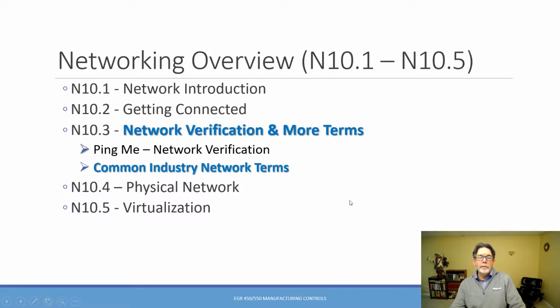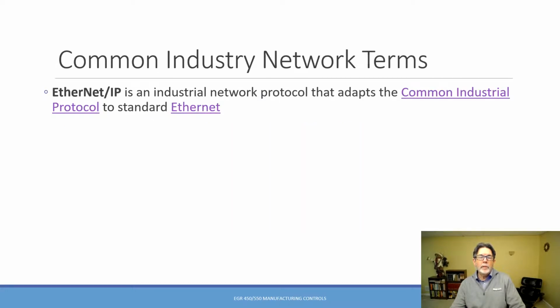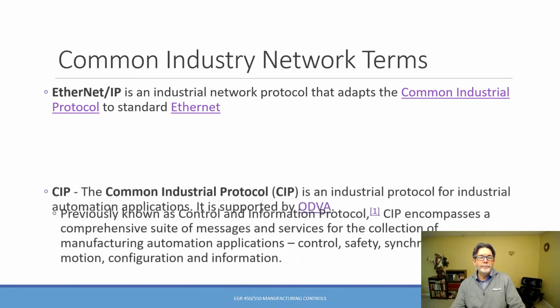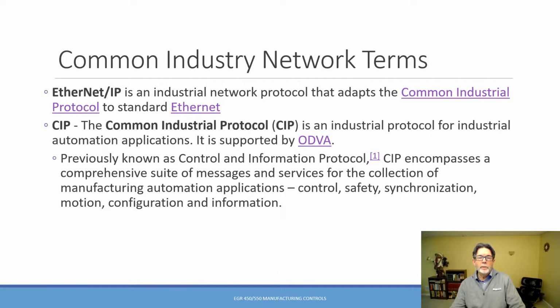Okay, and we're going to cover just a few additional industry network terms here. So EtherNet/IP, we've talked about extensively. That would be the industrial protocol version for Ethernet connection. It's called the Common Industrial Protocol to Standard Ethernet, sometimes called CIP, the Common Industrial Protocol. This is actually governed by an organization called the ODVA, and I think this is a hot link, so you can go there if you want more information about the Open DeviceNet Vendors Association.